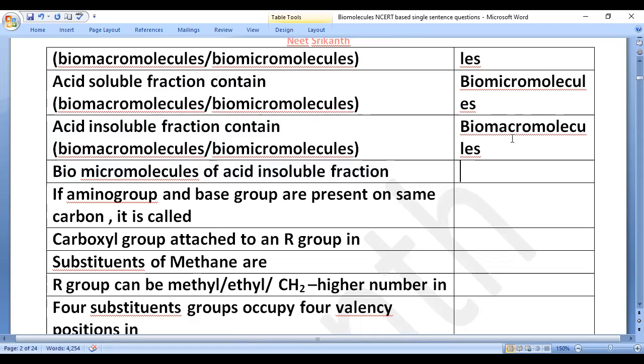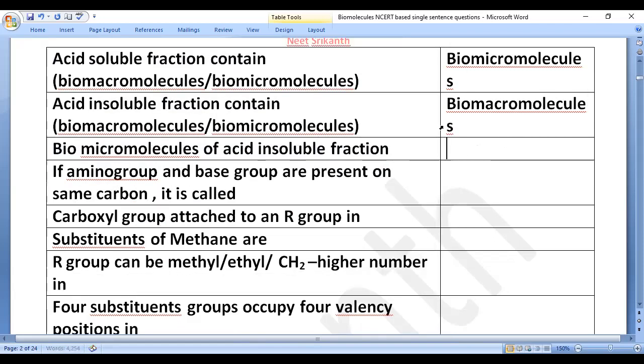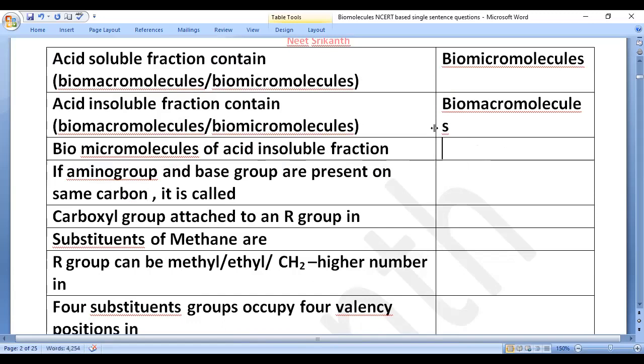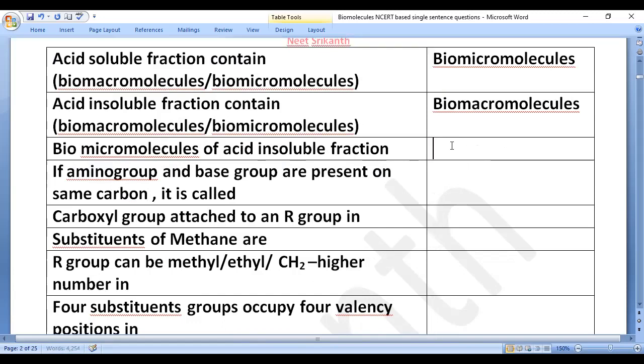Biomicromolecules of the acid insoluble fraction: lipids.